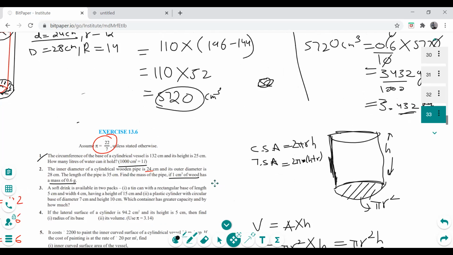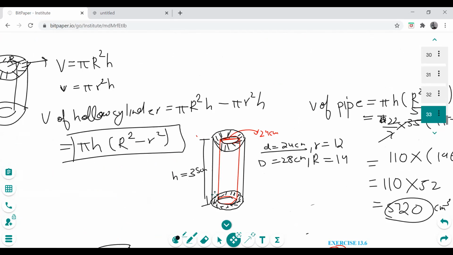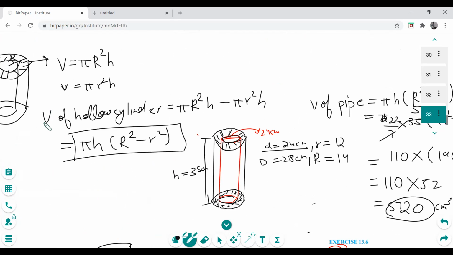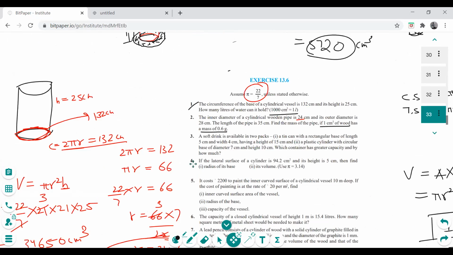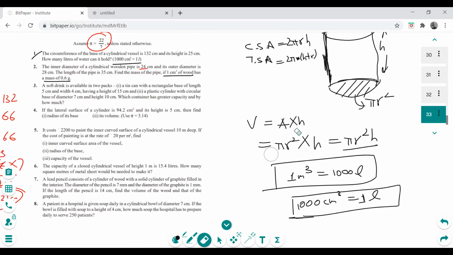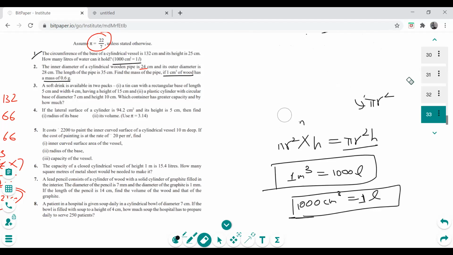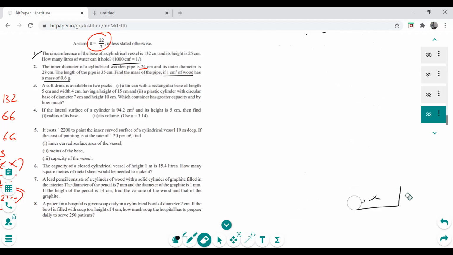Is it clear? Yes. Don't forget to write this formula somewhere. Okay, that was the second question, the volume of a hollow cylinder. So let's move to the third question. Now 1 minute is remaining for this session, so I'm going to end this session and we will rejoin. We will happily rejoin.